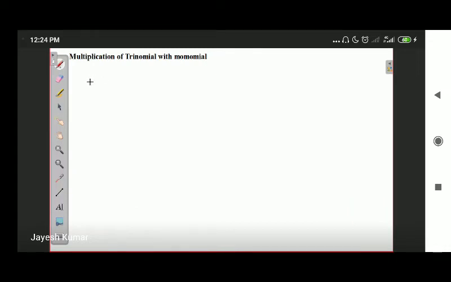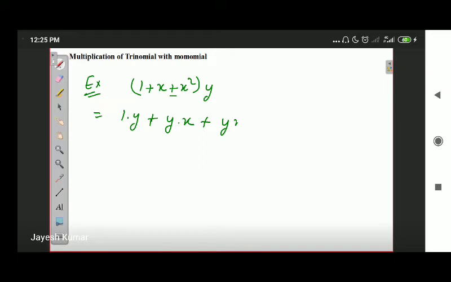Suppose, once again I take an example. Suppose I have a trinomial 1 plus x plus x square and it is to be multiplied by y. First of all y is multiplied by 1, the sign in between remains the same, then y is multiplied by x, the sign in between remains the same, then y is multiplied by x square. So the final answer will be y plus xy plus x square y.